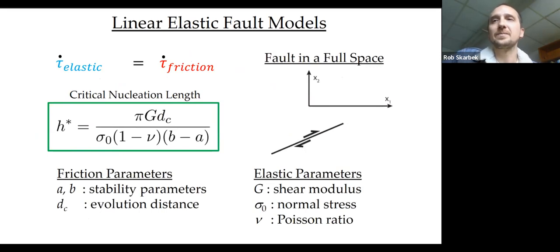Okay, so the solutions for these half space models yield some pretty long and complicated equations, but you can get a somewhat simple solution for a fault in a full space. That has been used to compute an important length scale called the critical nucleation length. The critical nucleation length is essentially this term H star in the green box. It's the minimum length of a fault that needs to slip in order to nucleate an earthquake or an unstable sliding event. The value of H star depends on both the frictional parameters on the fault and also the elastic parameters of the material that contains the fault.